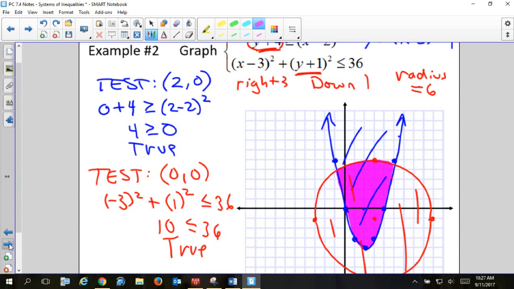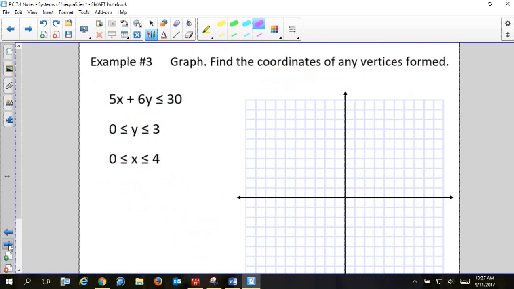The next one has a line. You guys, if you're working ahead, should be able to graph that line. It's in standard form, so I'm going to find x and y intercepts. You could change it into the other form if you want. The x-intercept is 6. My y-intercept is 5. And this is a solid line because it has the line underneath the less than symbol.